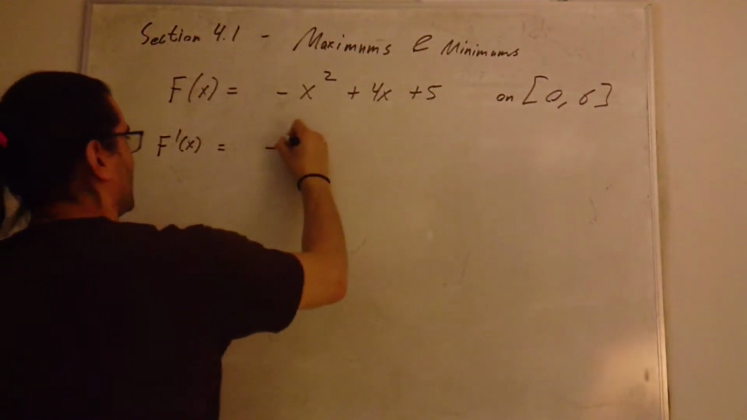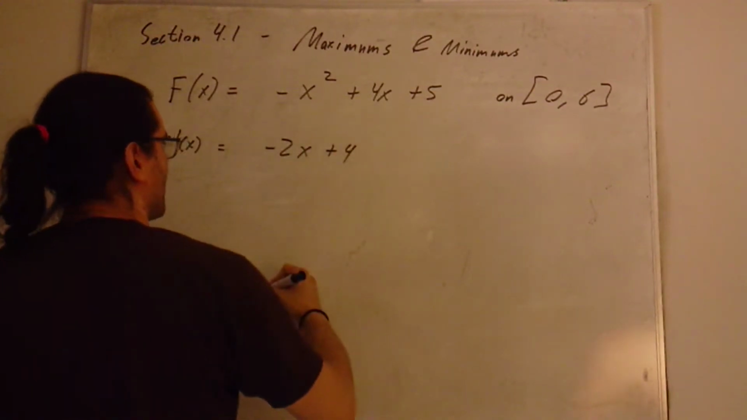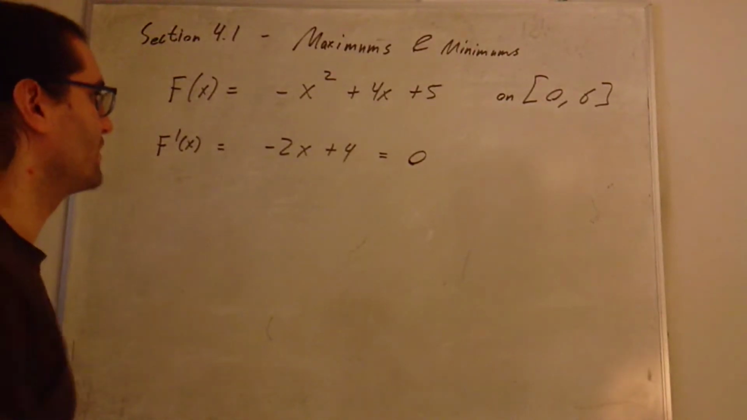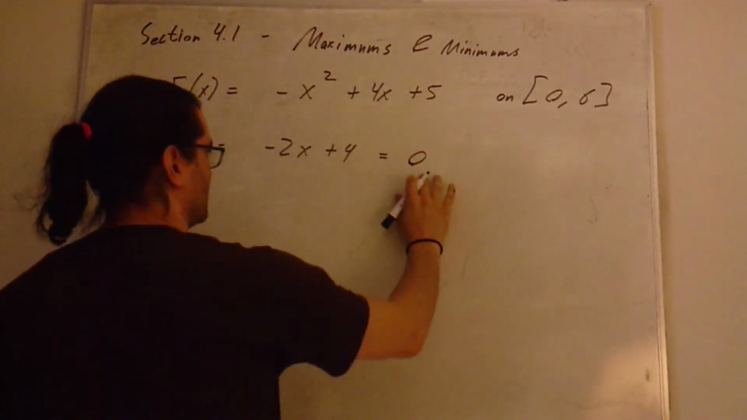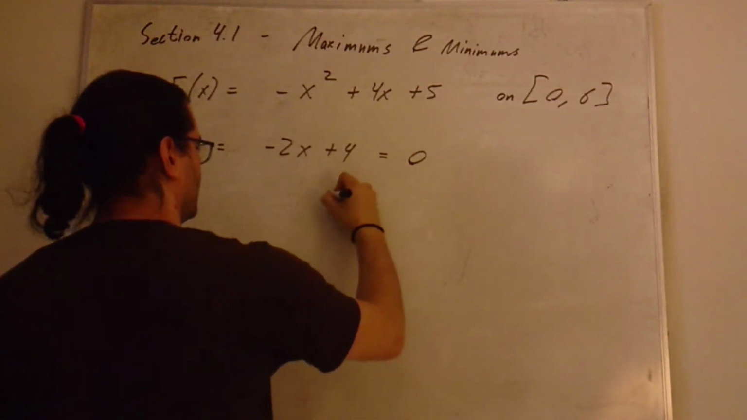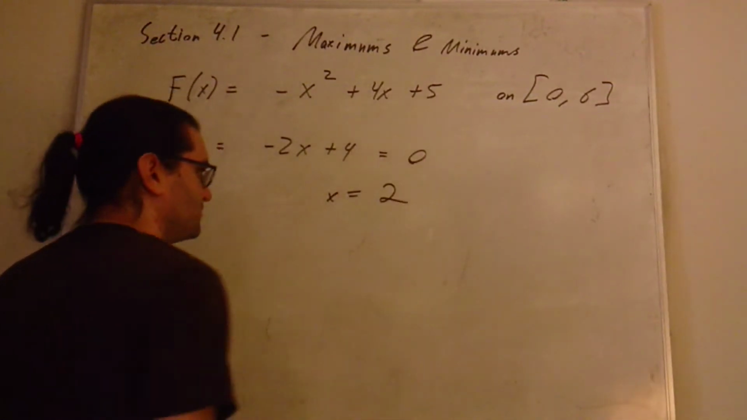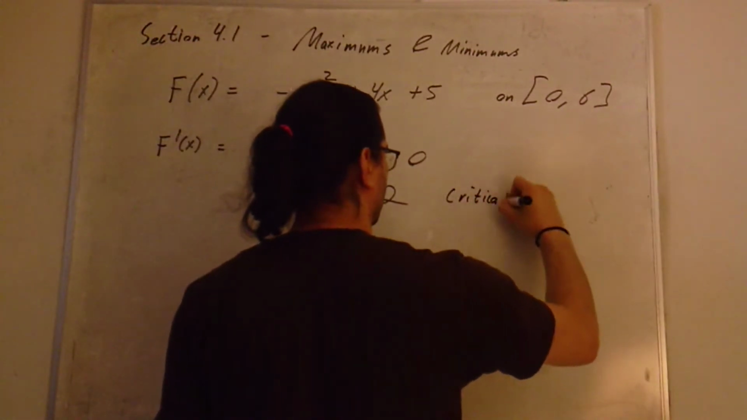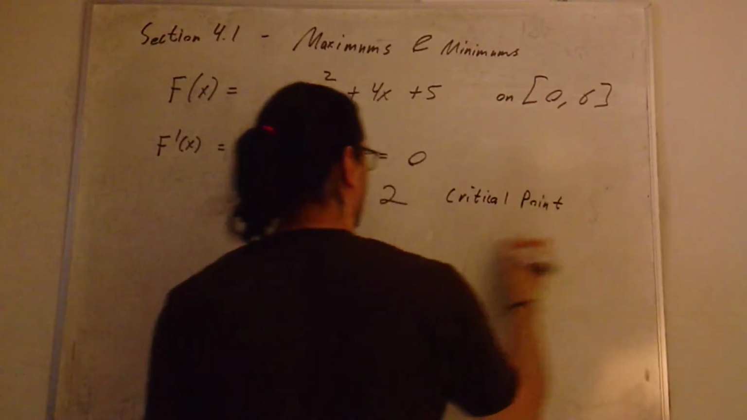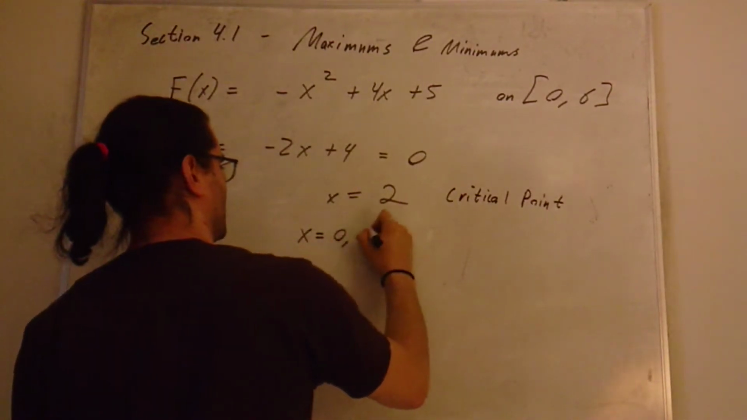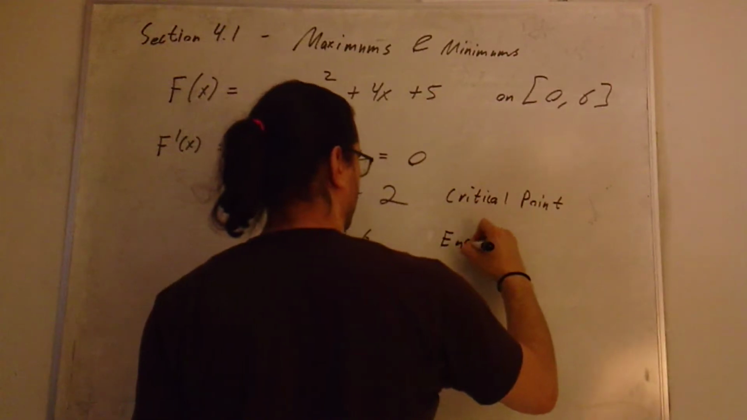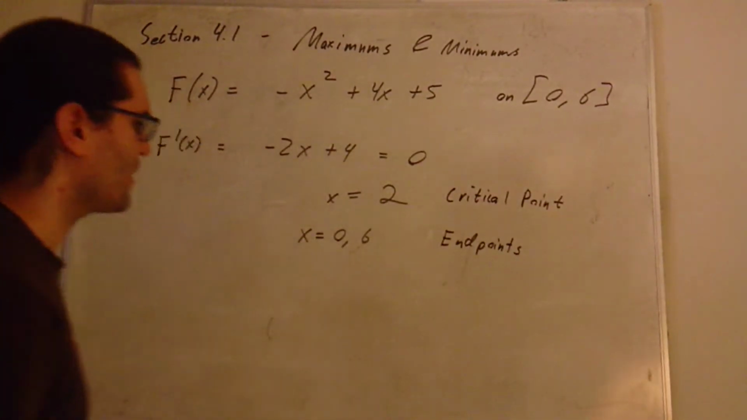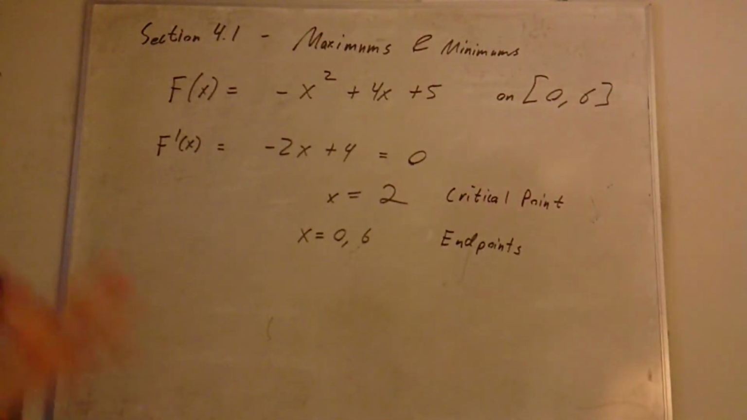The derivative should be negative 2x plus 4. And I'm going to set that derivative equal to 0. And then I'll solve for x. Subtract 4 from both sides and then divide by negative 2. That will give me x equals 2. So there's only one critical point. x equals 0 and 6 are my endpoints. That was given in the problem. So I have 3 points that I need to check.